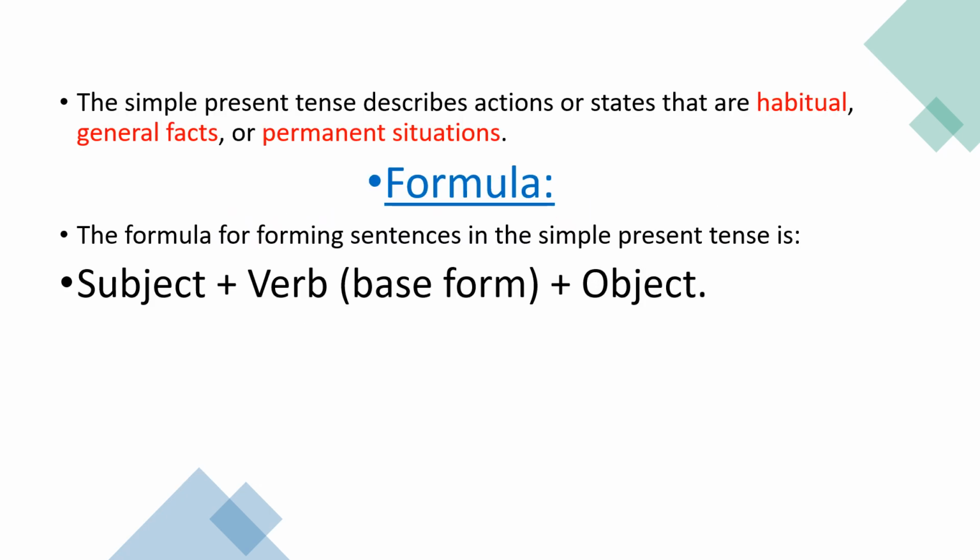The simple present tense is used to talk about actions or states that are habitual, general facts, or permanent situations. It is formed using the formula subject plus base form of the verb plus object. In this tense, we use the base form of the verb for most subjects except for the third person singular, where we add an s or es ending. This tense expresses actions or states that occur regularly, general true facts, or permanent situations. Remember to use the correct verb form and subject-verb agreement when constructing sentences in the simple present tense.